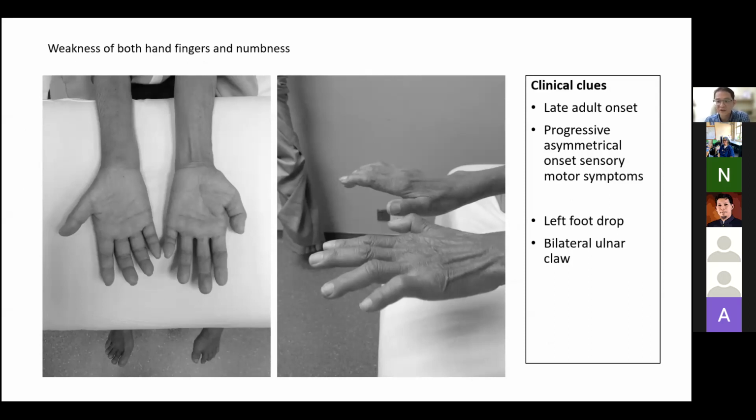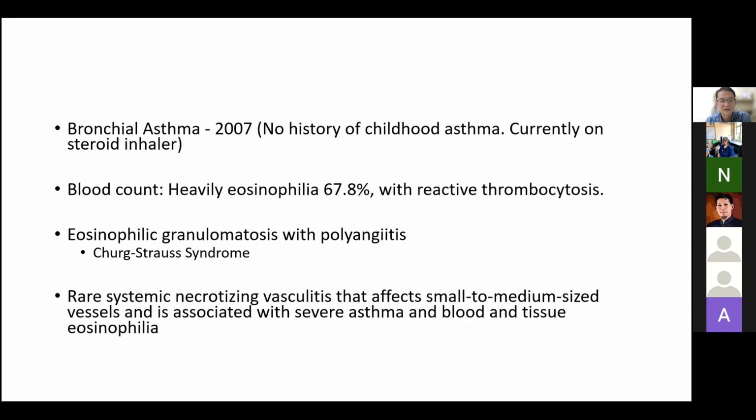So basically, she has a late onset neuropathy. She has a progressive asymmetric onset of sensory motor symptoms, and asymmetric is the clue. Basically, left foot drop, and also bilateral claw hand. In the past, we called this mononeuritis multiplex, but now we call it multiple mononeuropathies. So you dig into the history, as I tell you, the symptomatology. They have not only peripheral nerve involvement, they probably have other forms of involvement as well.